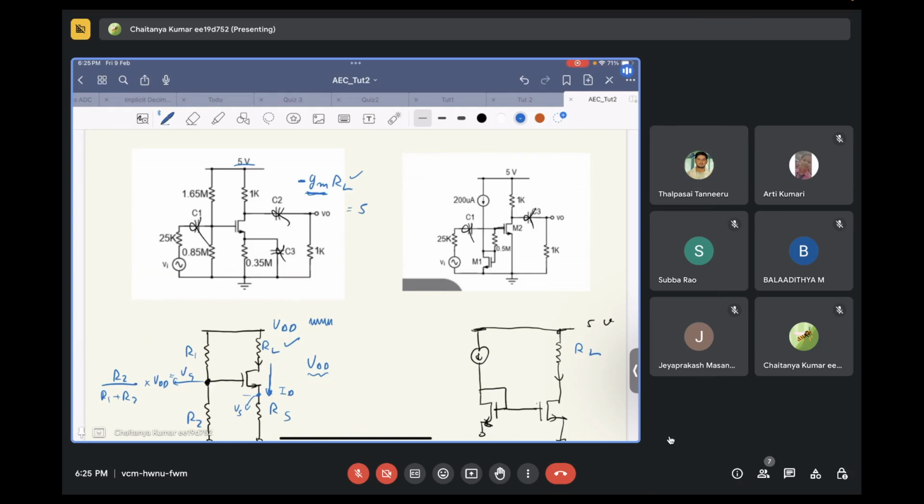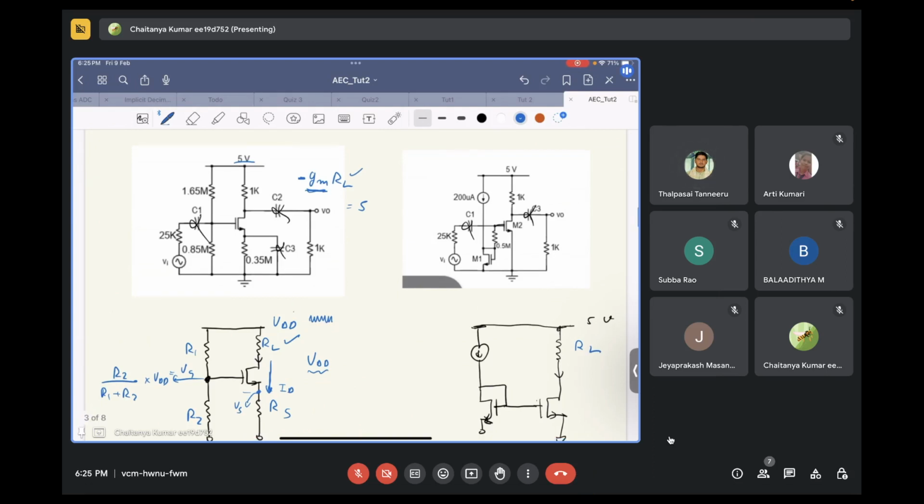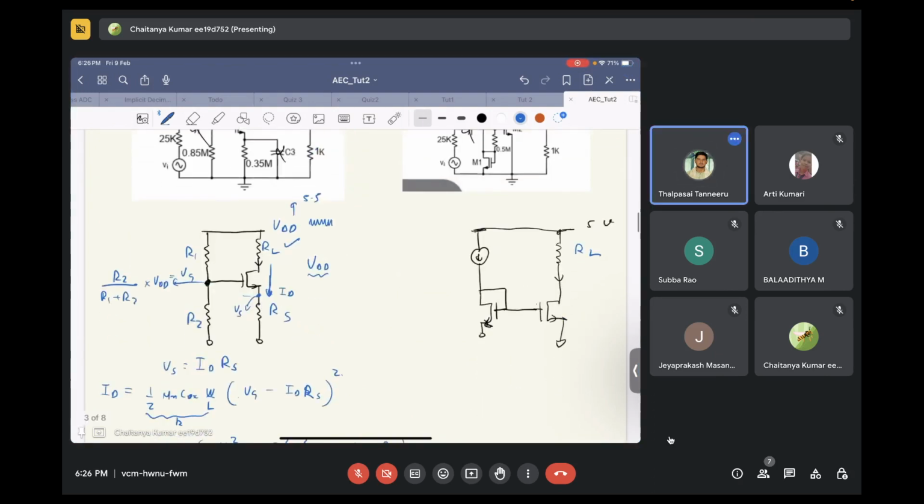Now let's say due to some external condition, like weather, your VDD increases from 5 to 5.5. What will happen? Your GM will change, RL is fixed, with the voltage variation your gain will change. Correct? Yes, sir. So here what is happening is the biasing circuit is sensitive to supply variations. Exactly. Understood?